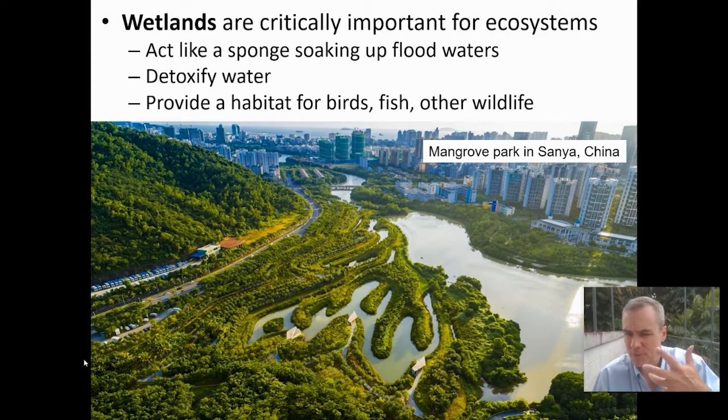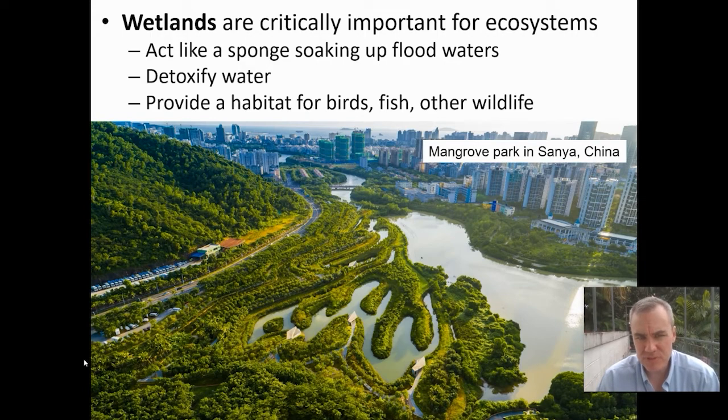So wetlands, we're talking about places like the Everglades in Florida. These are really, really good for ecosystems and for people. Here's an example of Sanya, China, where they created a mangrove park. Mangroves are a special kind of wetland vegetation that looks like it's on stilts almost because its branches come out of the water. And it has a special ability, mangrove vegetation, to remove the salt from water. So these are actually trees that can live in salt water. It's the only trees that can do that.